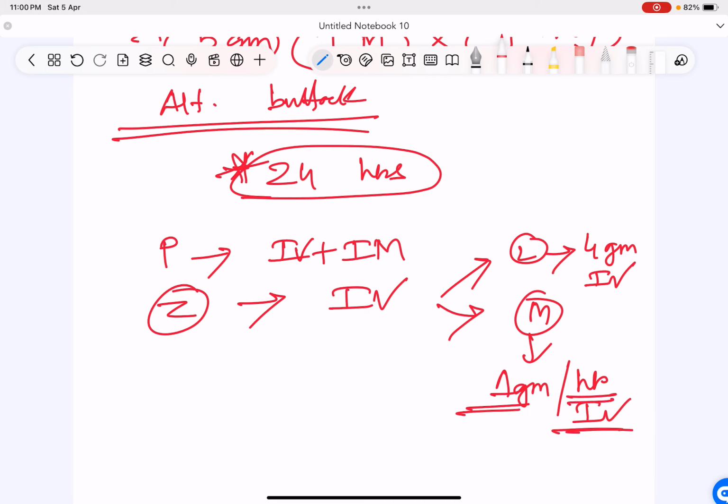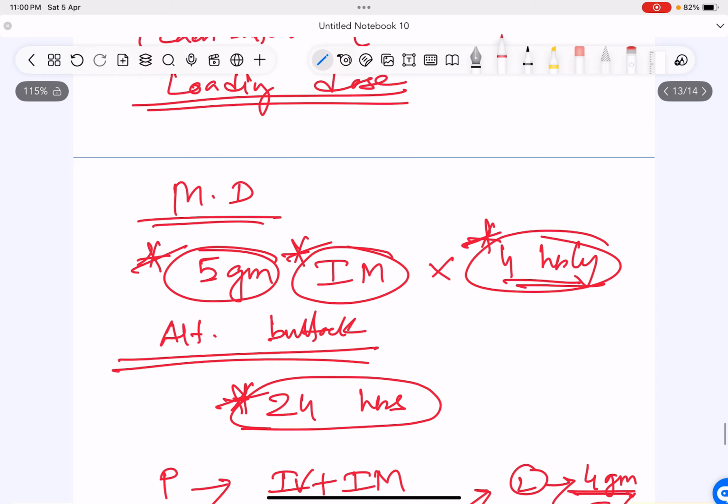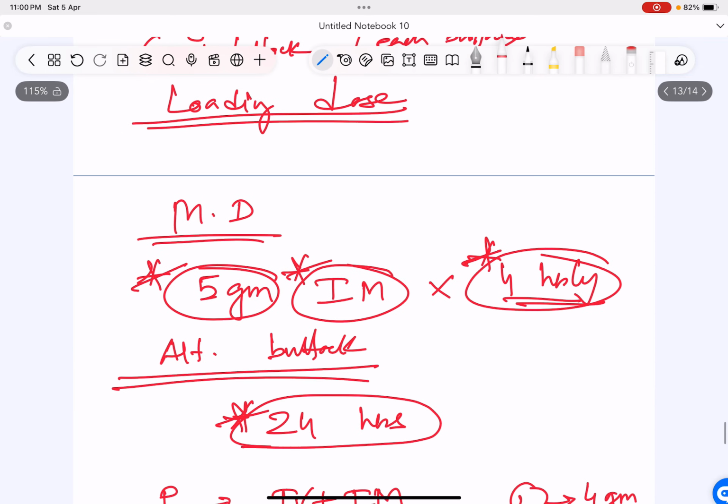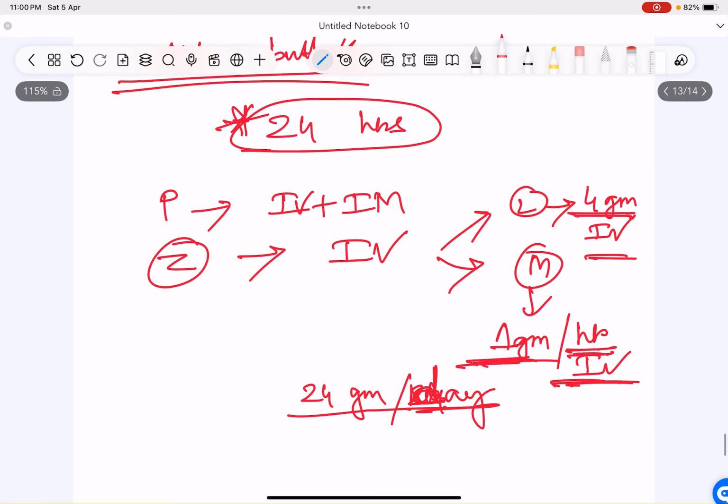So you are giving 24 grams per day. So first loading dose is 4 gram IV and then 1 gram per hour IV. So Zuspan is completely IV. Always remember, you have to give the starting loading dose over 10 minutes. Here also, in Zuspan also, give it over 10 minutes.